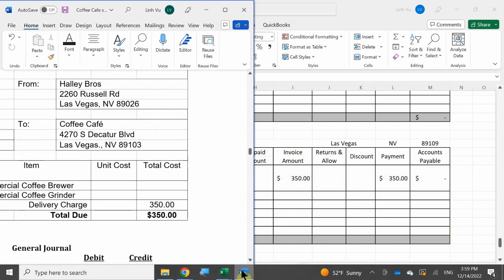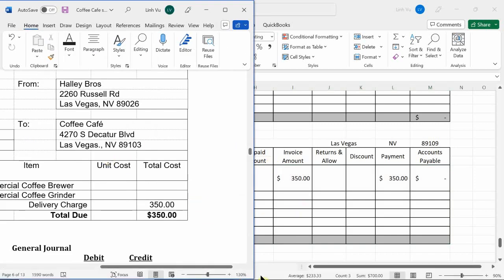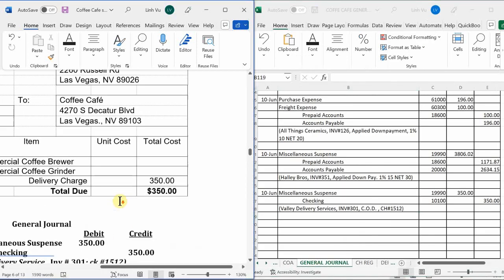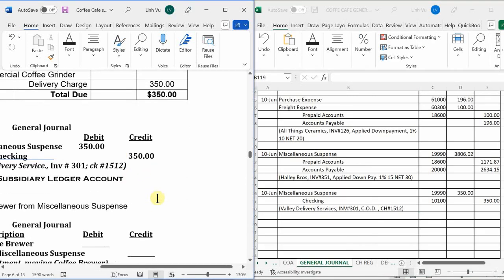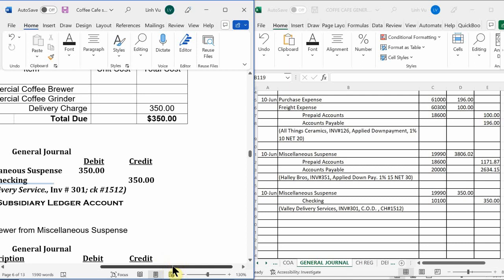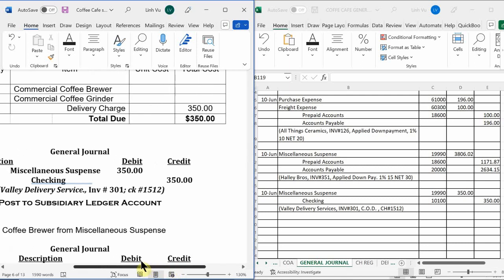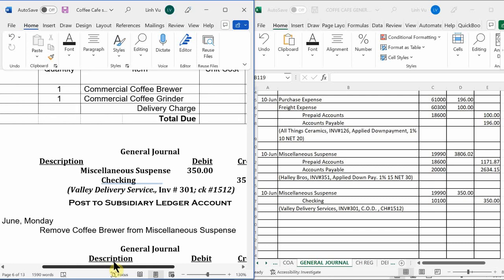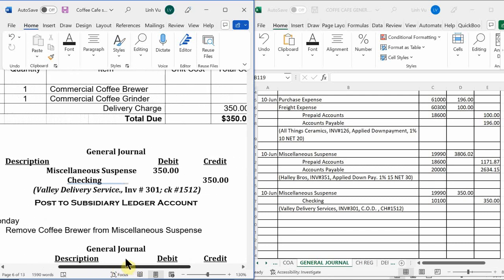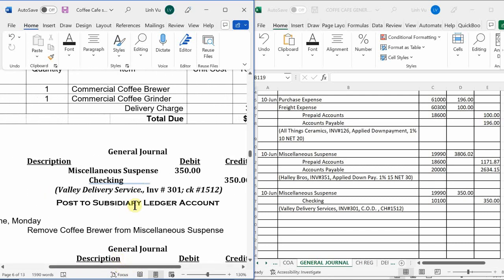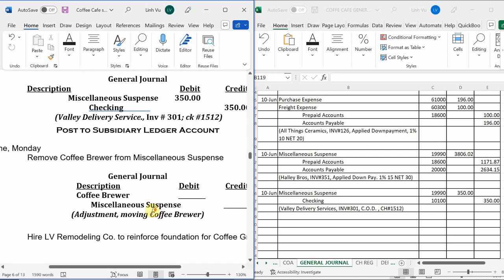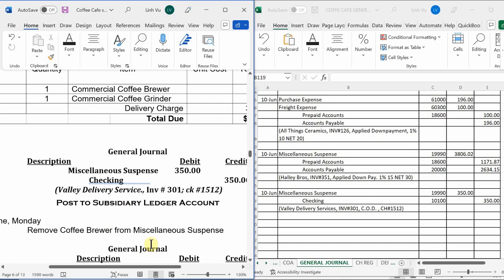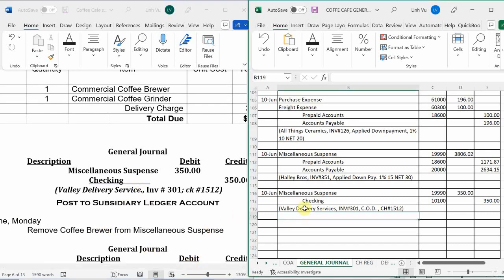All right. So now we can be officially done with this transaction because we went from journal to ledger to subsidiary ledger. Last thing I'm going to have you do here, and we'll end today's class, is you can finally remove the coffee brewer out from miscellaneous suspense. And that will be the last transaction for today.